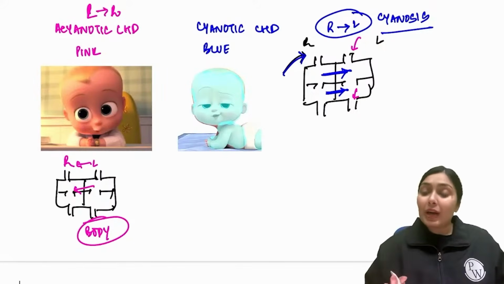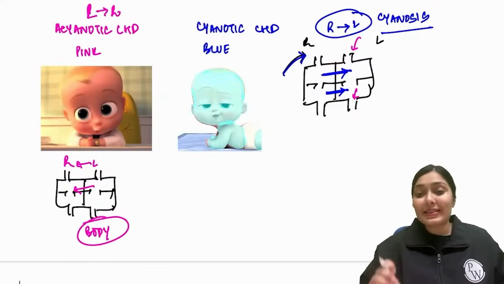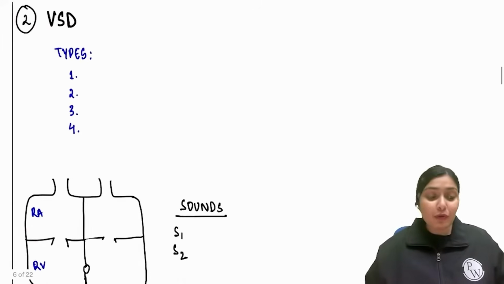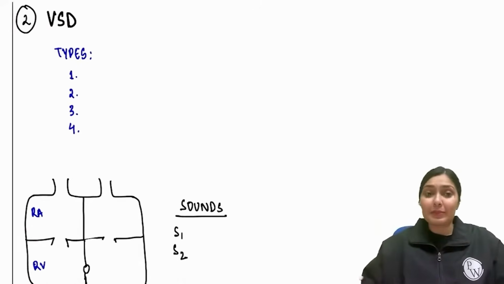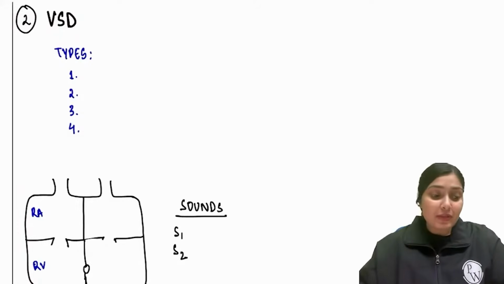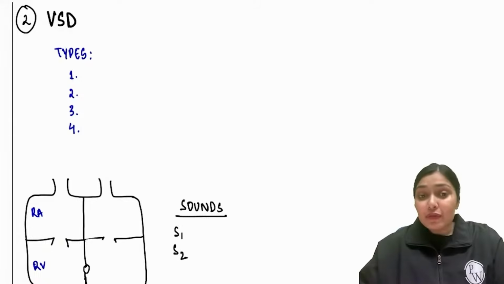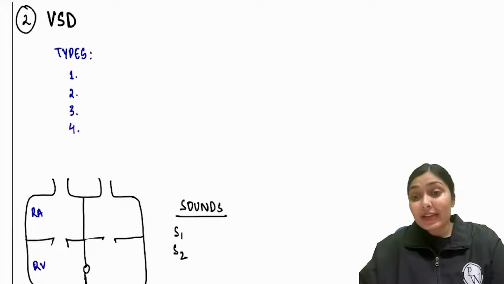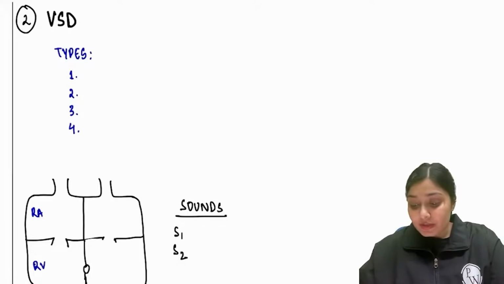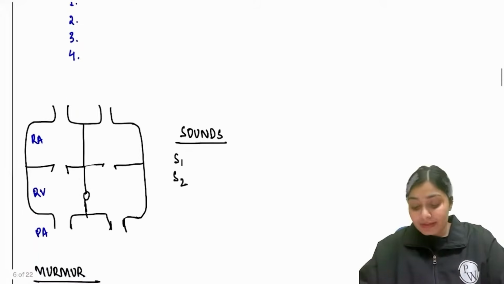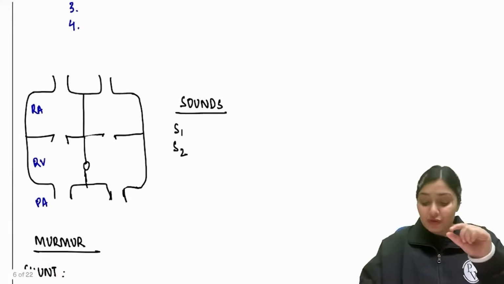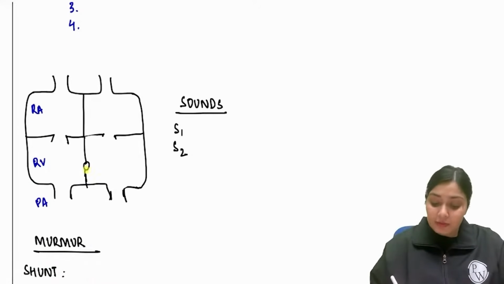With this in the background, let's move on to the first acyanotic heart disease that is important for your exam, that is ventricular septal defect. Ventricular septal defect is a very common acyanotic heart disease. What happens in ventricular septal defect? There is a defect in between the two ventricles. Can you see over here? There is a defect between the right ventricle and the left ventricle.